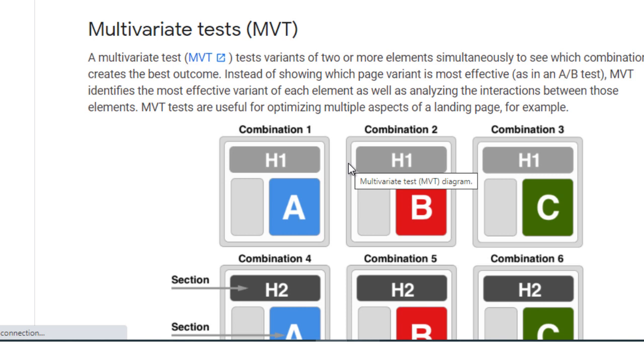So for example, if you have 2 headlines, 2 testimonials, and 2 videos, you're going to have 2 multiplied by 2 multiplied by 2, so it's going to be 8 different versions. And the MVT test is going to tell you which version outperformed the rest.